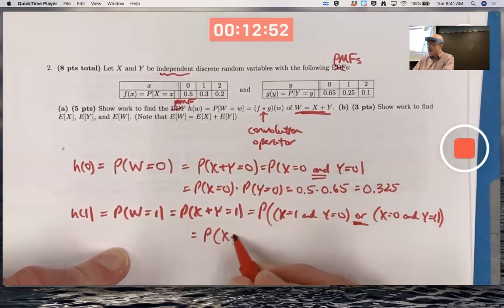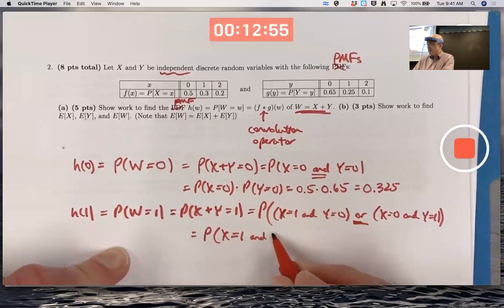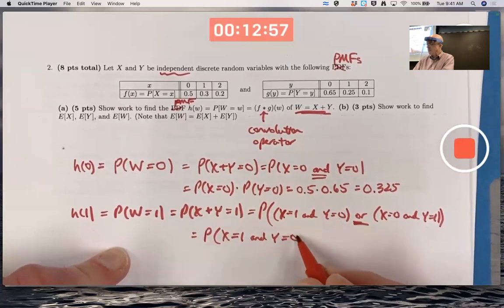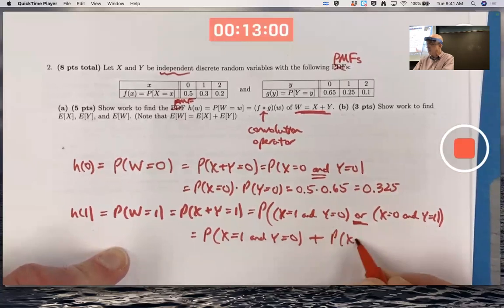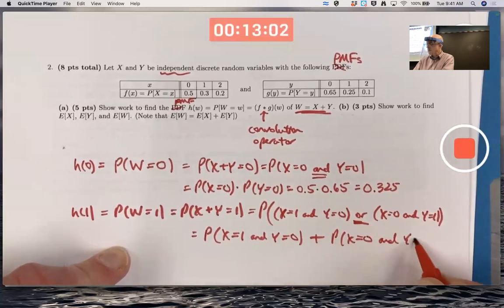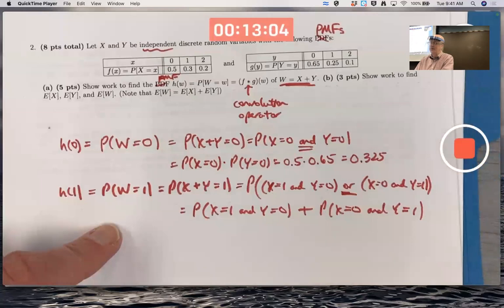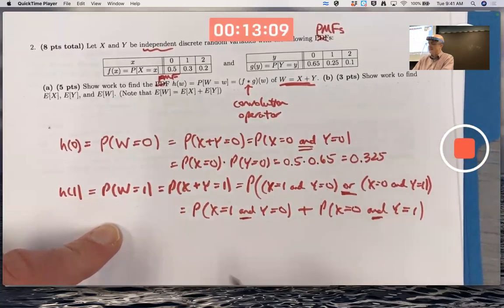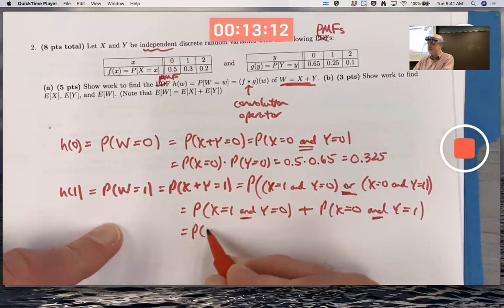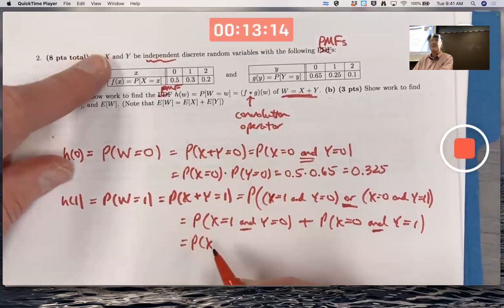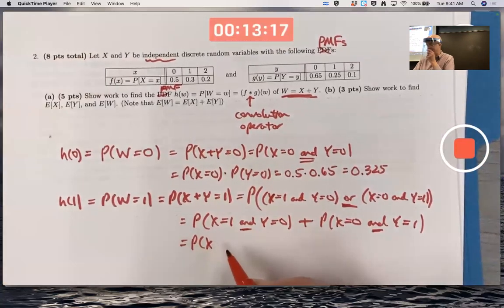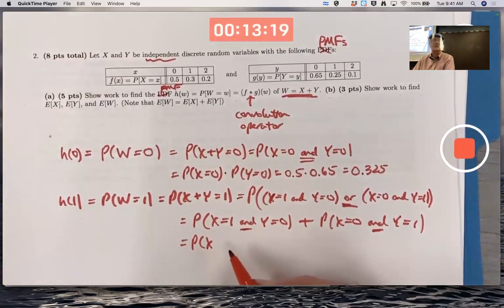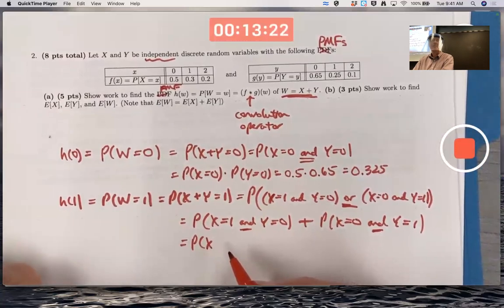I can say this is the sum of the probability that X equals 1 and Y equals 0 with the probability that X equals 0 and Y equals 1. And again, that's the same by the multiplication rule for independent events. I'm assuming independence, remember? If I didn't make that assumption, that's why it would get a lot harder. I'd have to think about conditional probability. I'd have to know some conditional probabilities. Maybe based on some given joint distribution even.